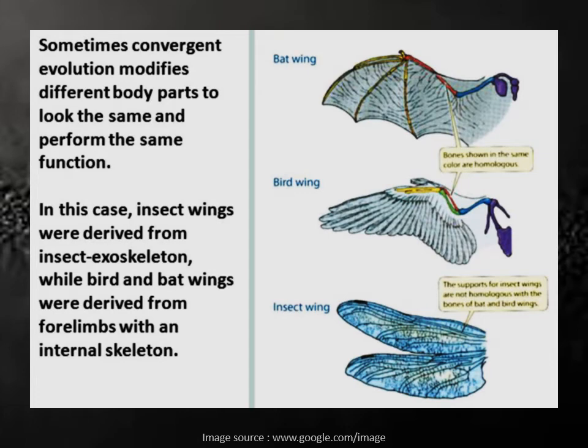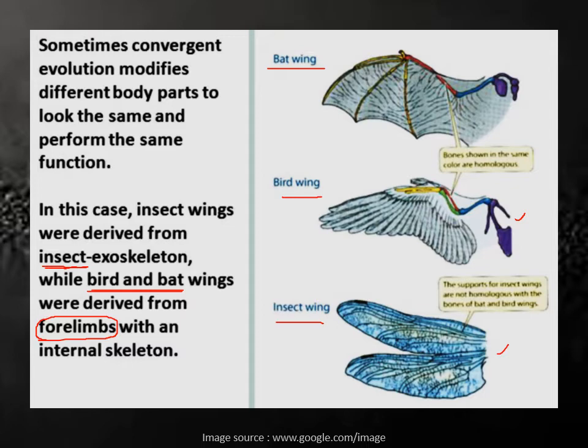Another example. Sometimes convergent evolution is also shown in other organisms. There are lots of examples. Say for example, bat wings, bird wings, insect wings. From a general look, we all know that the wings of these organisms are used for flying. But if you look at the wings more closely, you find that insect wings are derived from the exoskeleton. The hard part of the insect is external, whereas bird wings and bat wings were derived from the forelimbs. So again, you can see that the same flying function is done by these different groups of organisms, bats, insects and birds, by modifying different morphological parts, different organs.